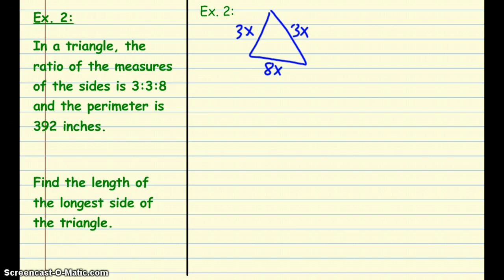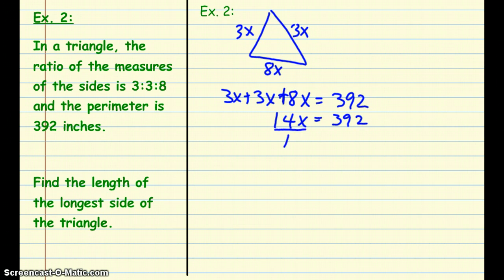Because we know the perimeter, we can take each of those values, and we know that to find the perimeter, we just add up the outside information. From here we can combine terms, so this gives us 14x equals 392. Then we use our algebra, dividing by 14, to find out that the value of x is 28.